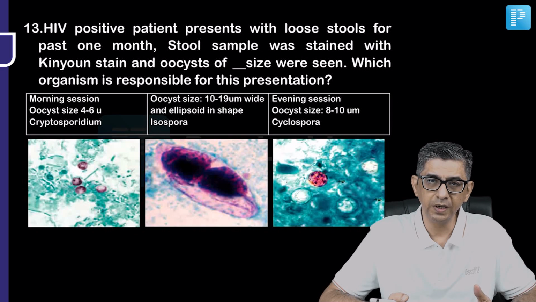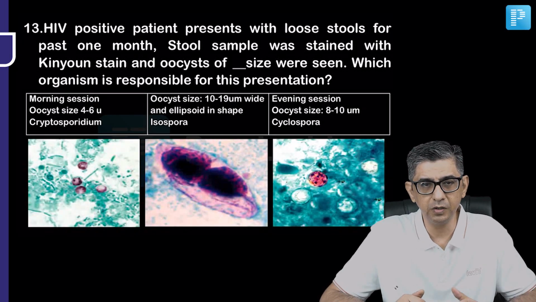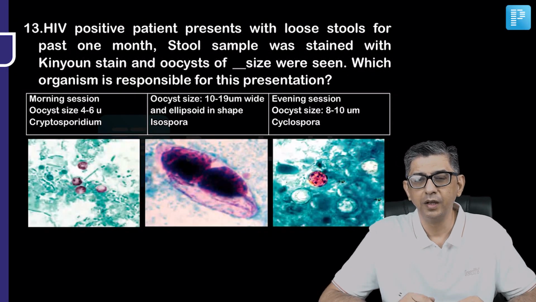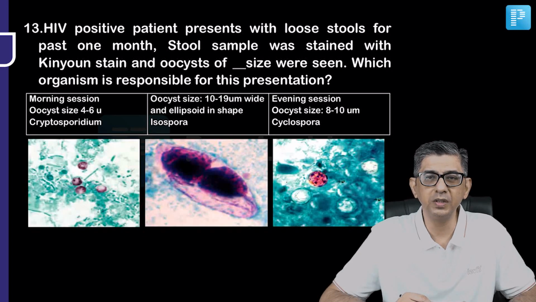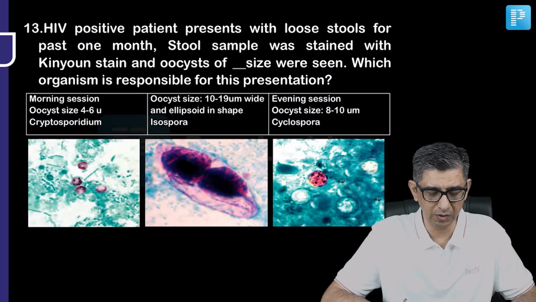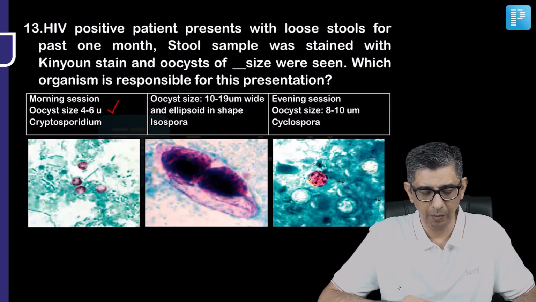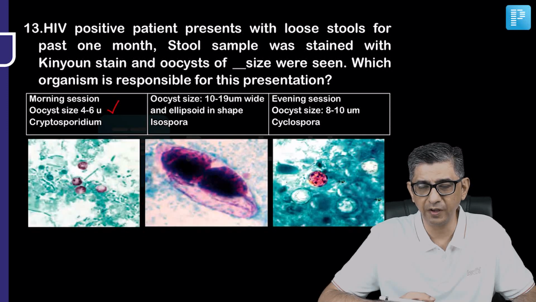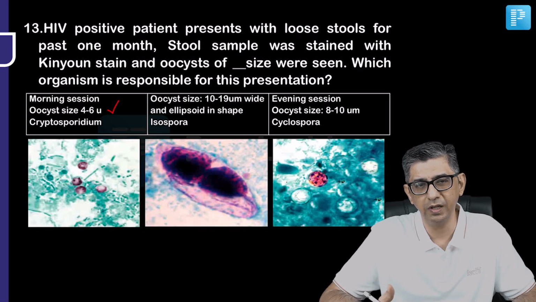The next question was an integrated one, medicine slash microbiology. HIV positive patient with loose stools for the past 1 month. The stool sample was stained with a Kinyoun stain and oocysts of a particular size were given. In the morning session, it was an oocyst size of about 4 to 6 microns, so it will turn out to be cryptosporidium. Though the image was given, simultaneously, since the diameter or the size of the oocyst was given, it was relatively easy.